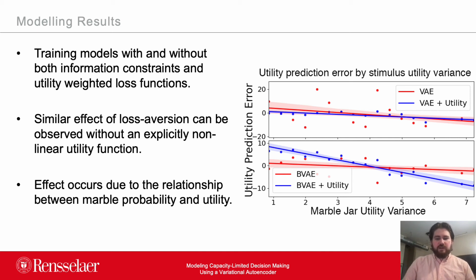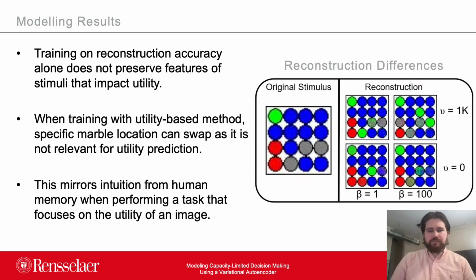The source of this risk-averse behavior is due to the specific probabilities of each marble occurring in the jars and their utilities. One possible explanation is that because the gray marbles are both high in utility and unlikely to occur, the beta VAE model trained with utility-based training is undervaluing them due to the constraint placed on the amount of information used to represent the stimulus. As a result, the behavior of the model is risk-averse.